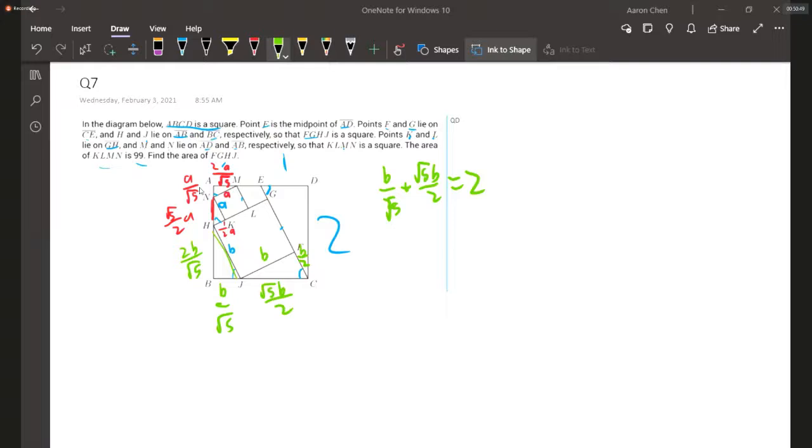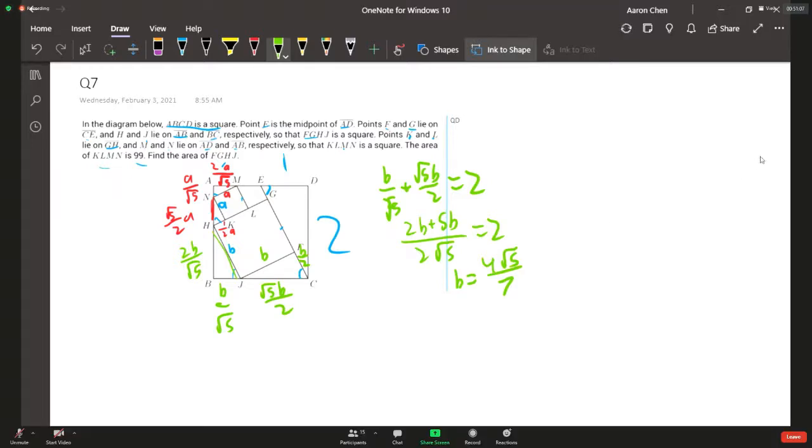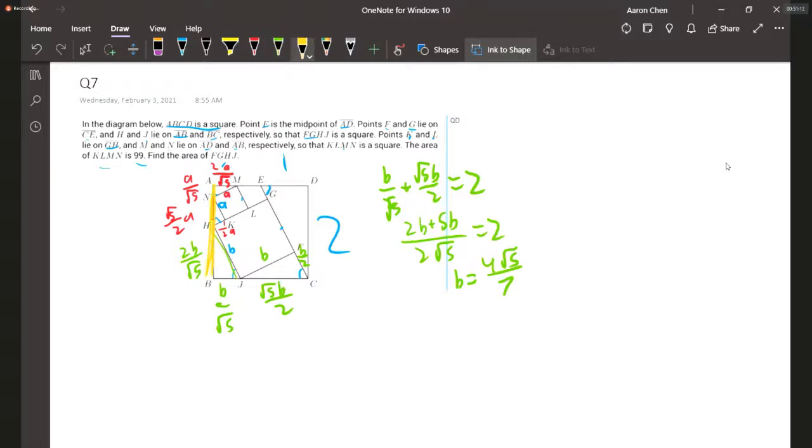And so that gives 2B plus 5B divided by 2 square root of 5 is equal to 2. And so B equals 4 root 5 over 7. And now we can take a look at side length AB. And so similarly, it's also equal to CD, which is 2. So A over root 5 plus root 5A over 2 plus 2B over root 5 is equal to 2.